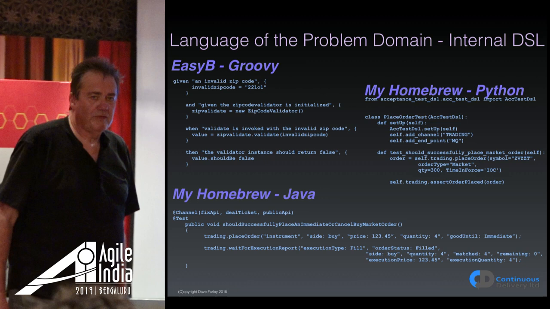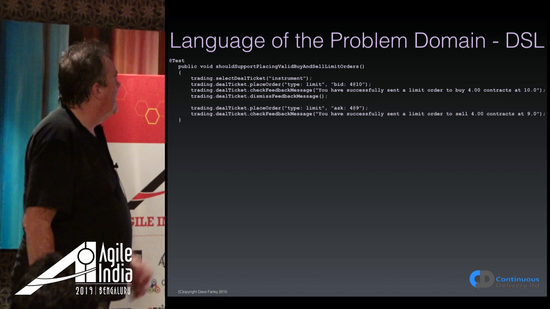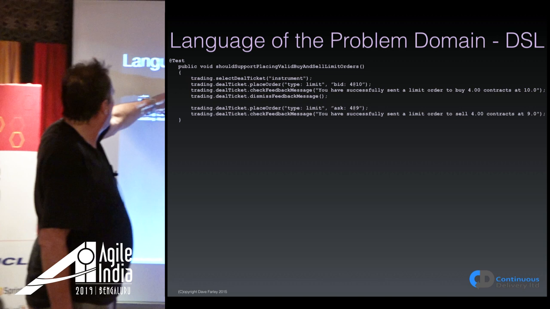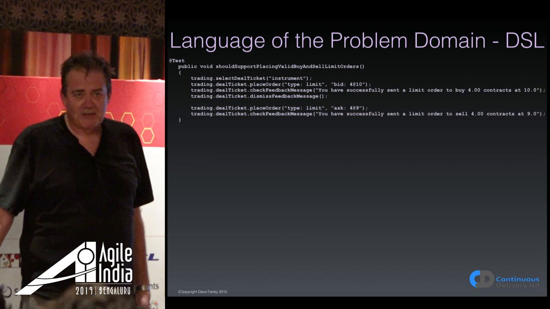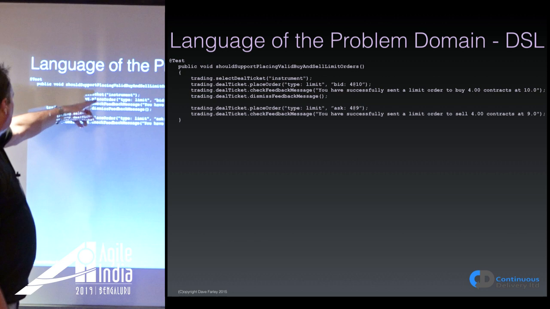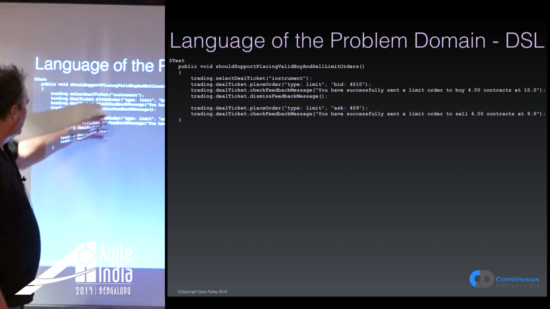So here's an example test case. This is a real test case from our exchange. It starts off saying, should support placing valid buy and sell limit orders. If you were a trader, you'd understand that context, what those words meant. It says we're doing trading, we're going to select a particular marketplace, we're going to place an order in the market, we're going to check feedback, we're going to place another order and check feedback and so on.